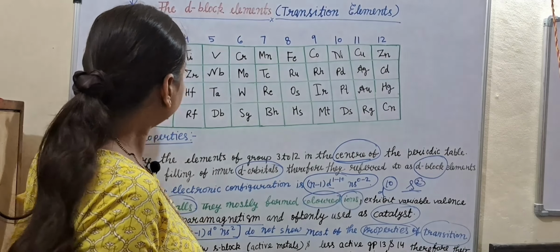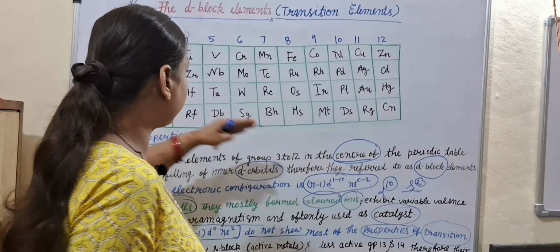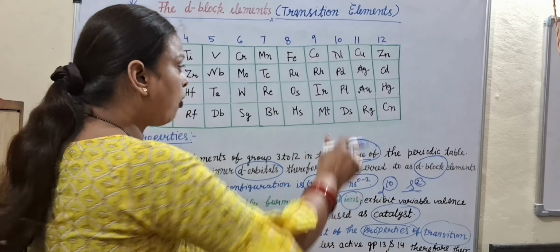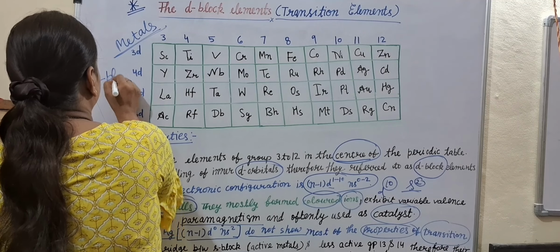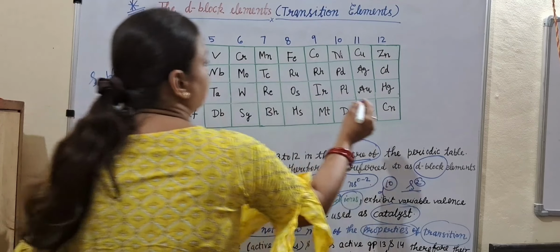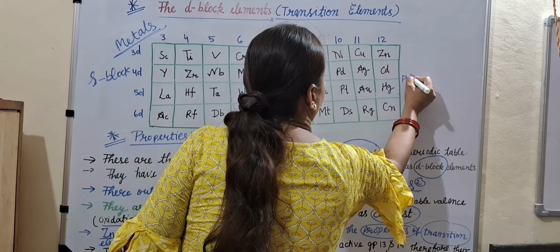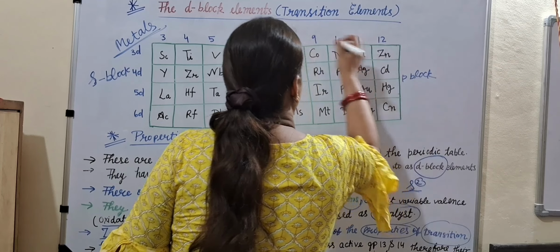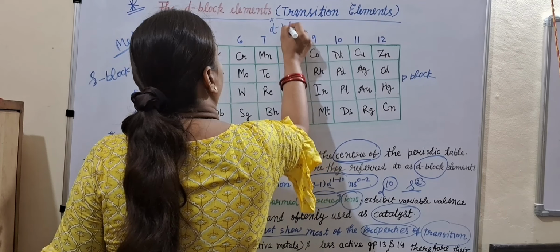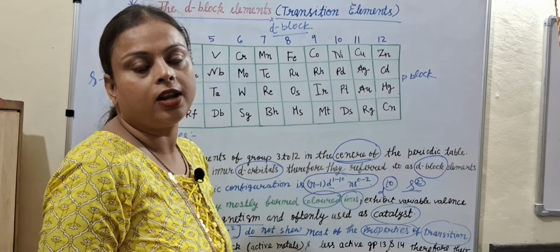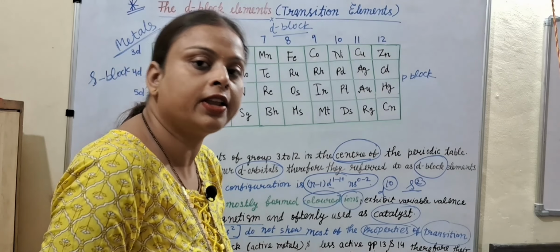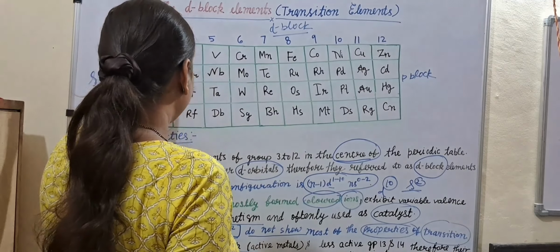Okay, here S, here P, and these are called the D. They form a bridge between the S block element here and the P block here, in between, the D block. They form a bridge between S and P block elements. That's why they are called transition elements. So these are the D block elements.